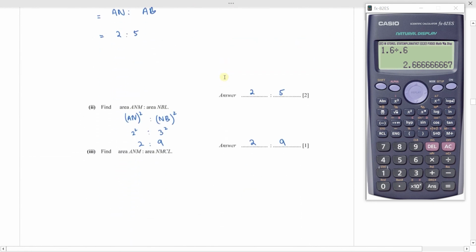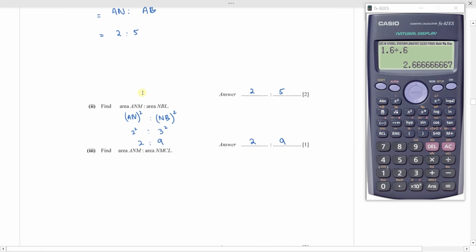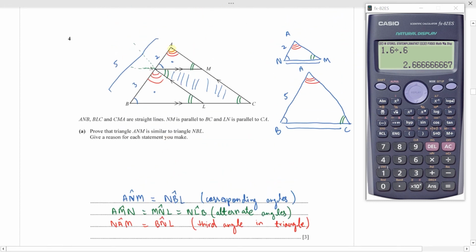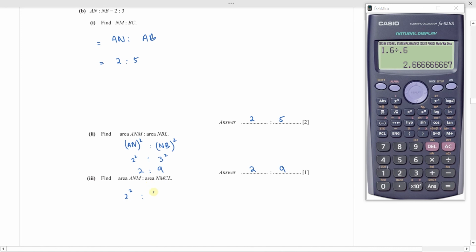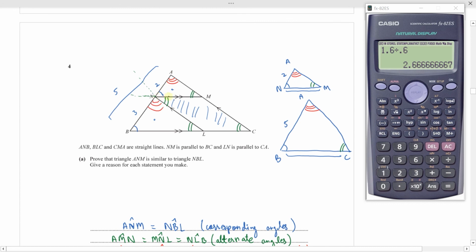So area of ANM will be again 2 squared. So area of ANM will be 2 squared ratio area of NMCL. I'm calculating it by getting the area of the large triangle, which has side 5. AB is 5. So this will be 5 squared, and then minus the area of this small triangle, which has side 2. So this will be 2 squared, minus the area of triangle NBL, which has a side 3. So this will be 3 squared.